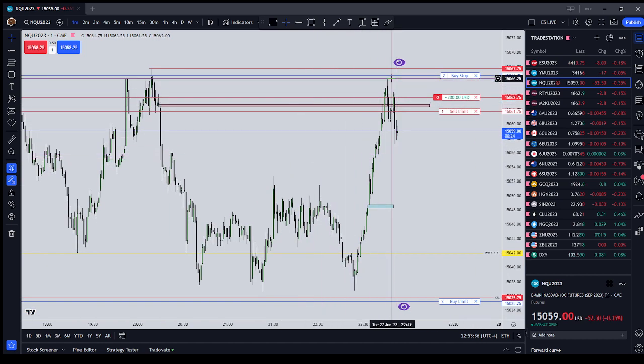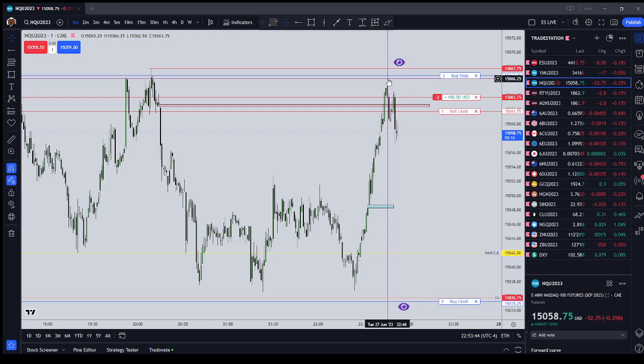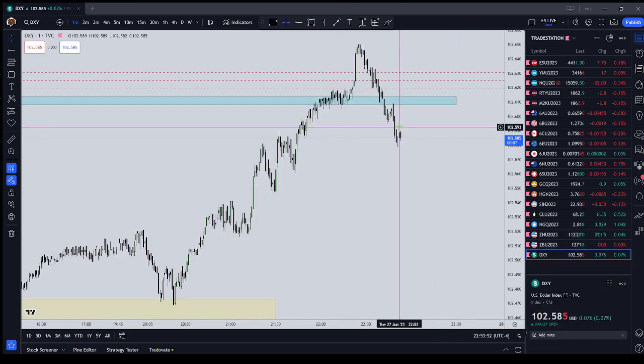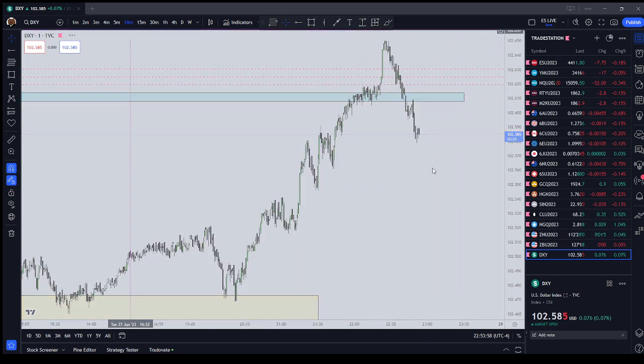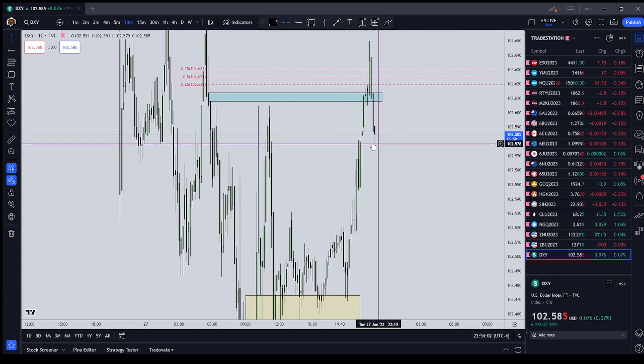I literally got stopped out of one of my three contracts. I was short originally three. I got stopped out one. Did not fully engage my stop. That's pretty wild. Okay, check out our dollar index. Dollar index is still kind of ticking lower. Makes me think, coming into some buy side inefficiencies here on the dollar index.